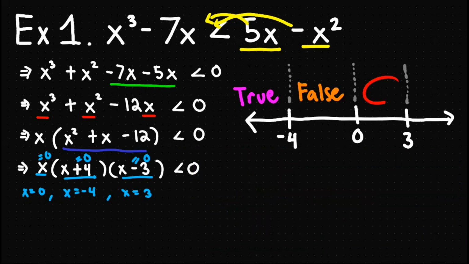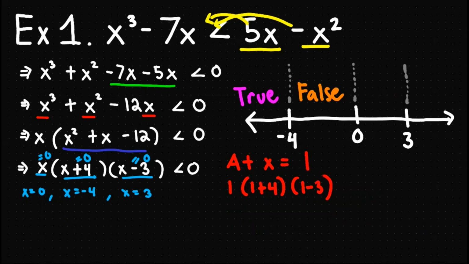Next, we'll have this region out here. So a test value that we can use is 1. So at x equals 1, we'll have 1 times 1 plus 4 times 1 minus 3, and that will give us 1 times 5 times -2, which is -10, and this one is less than 0. So it matches the inequality given, so this region out here is true.